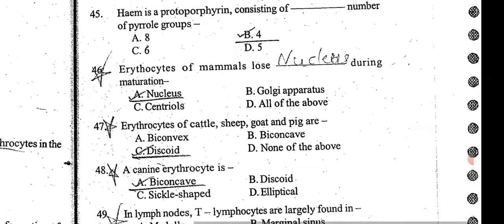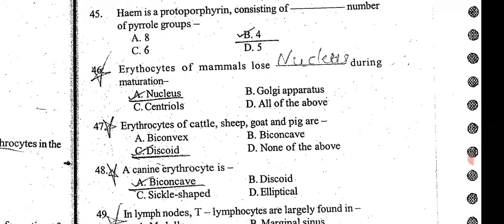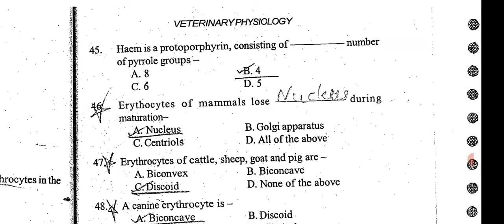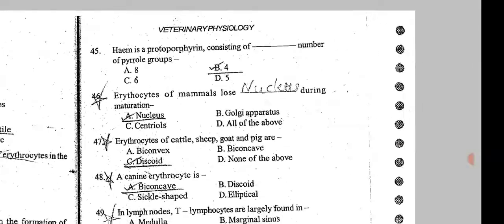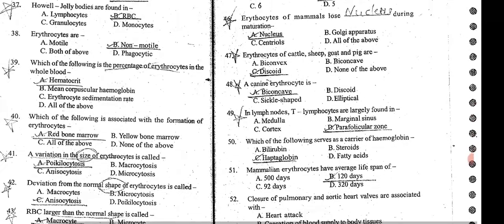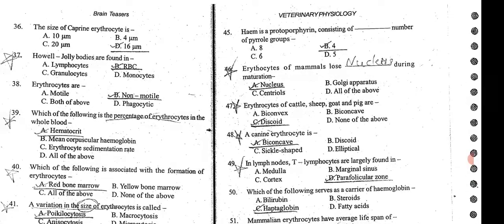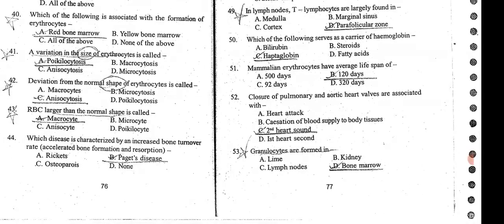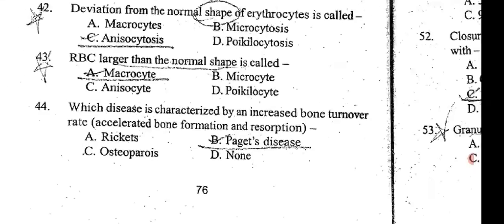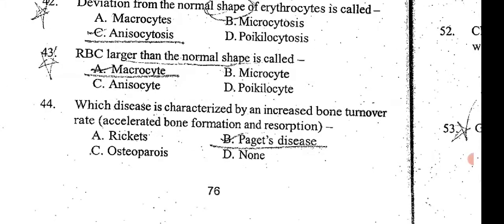Erythrocytes of mammals lose nucleus during maturation. Heme is a porphyrin consisting of four pyrrole rings, and each pyrrole ring binds an iron, and each iron combines with an oxygen, so heme can bind four oxygen molecules. Which disease has accelerated bone formation and resorption? Paget's disease has accelerated bone formation and resorption.